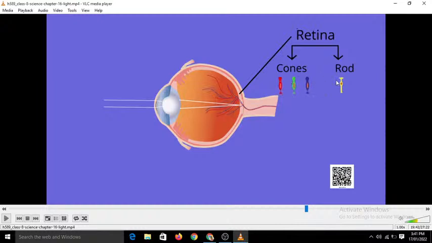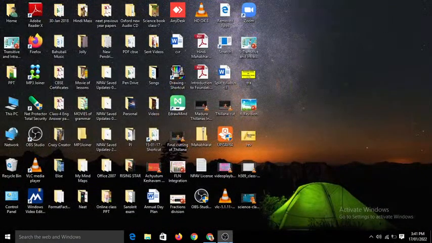और कुछ एनिमल्स में सिर्फ रॉड्स होते हैं, that means they cannot identify the colors, they can only see in the night. We can see different colors in the day due to the cones. Okay, so this is the structure of our eye. Okay, understood, students?